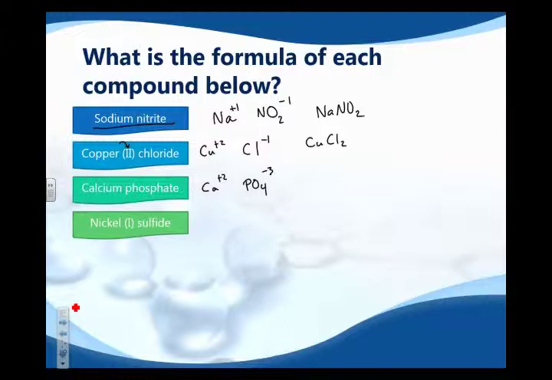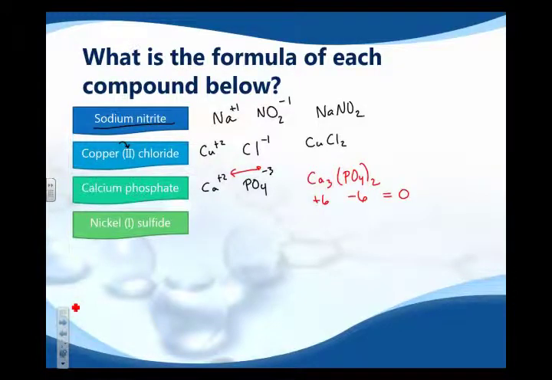I need enough calciums and enough phosphates to make this 0, and sometimes a shortcut that people use is just to think about multiplying these two together. So if I multiply calcium by 3, then I have Ca3, and phosphate by 2, then I have a +6 charge coming from the calcium and a -6 charge coming from the phosphates, and that all adds to 0.